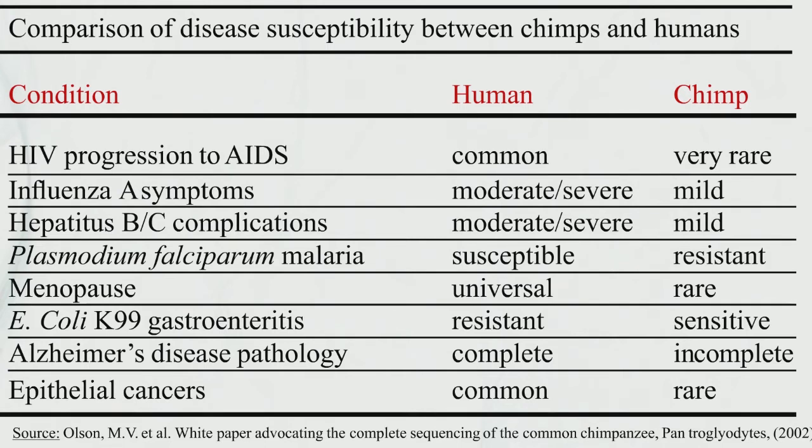And so what in their genomes is causing this? You can see a few other things here. This one I was very surprised to see. Menopause, of course, all human females get menopause, but in chimps, it's very rare. Gastroenteritis, Alzheimer's pathology is incomplete there. It's unclear if they live, are they reaching the same age? Epithelial cancers are pretty rare. The last few I'm not so sure about. It could be an age-related thing. But certainly for disease, things like infection, it would be interesting to answer those questions.